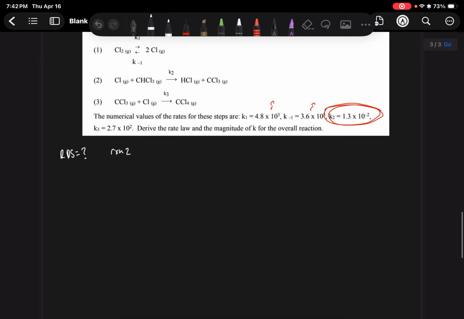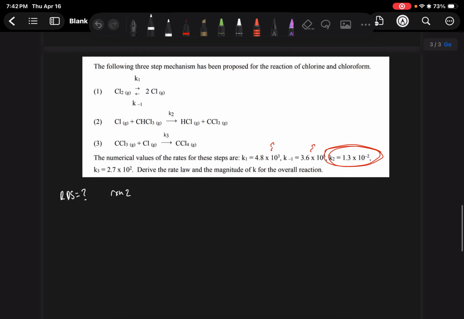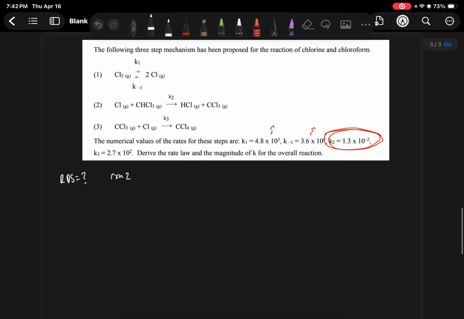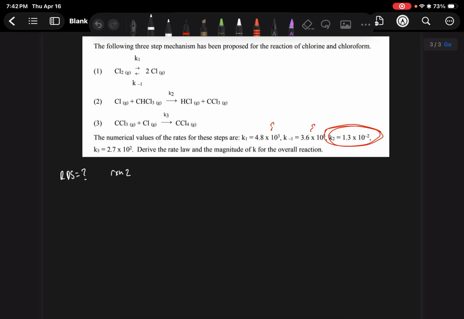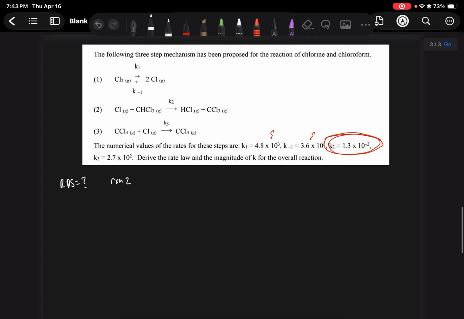Reaction 2. So now we need to determine what the overall reaction is. I think it's best to just find out the overall reaction so we know what we're trying to get first. So we're going to try doing that. What even is the overall reaction, bro?